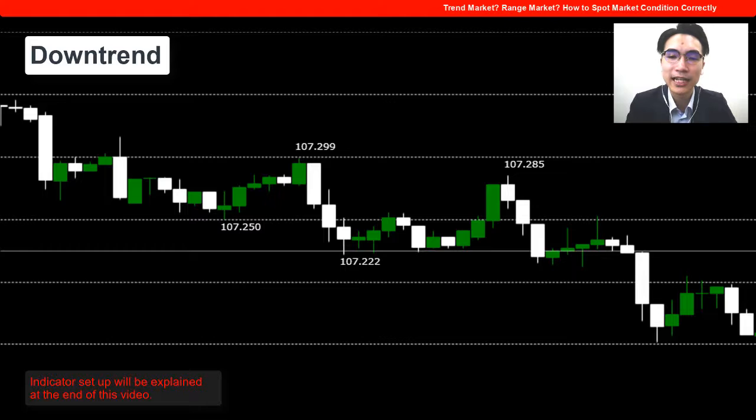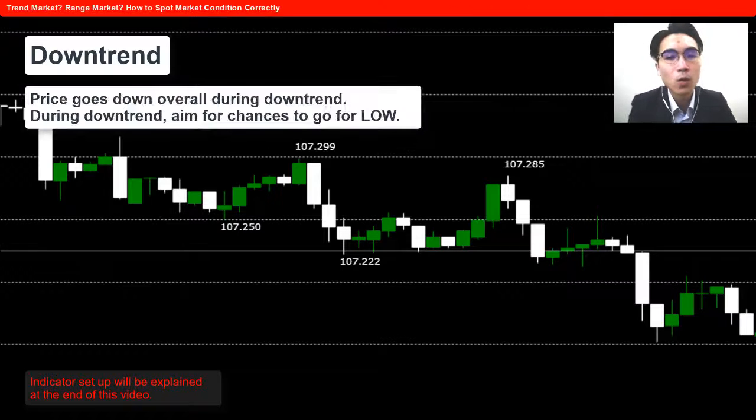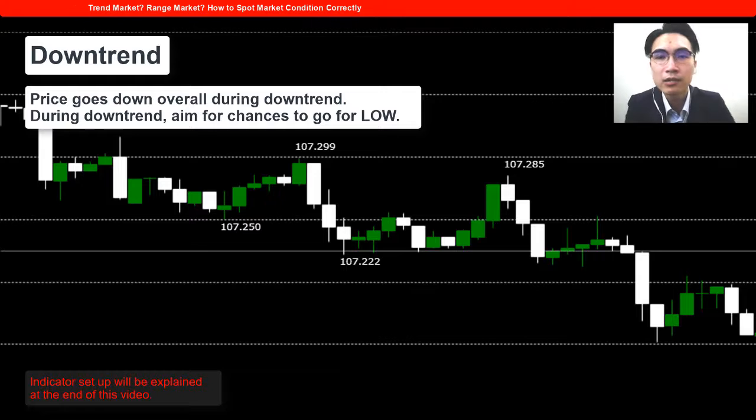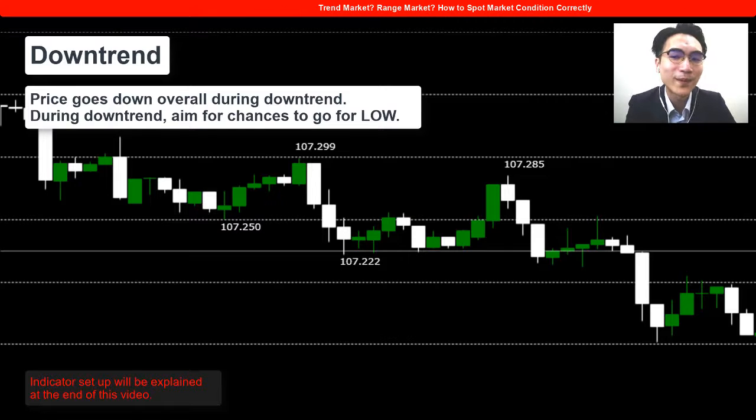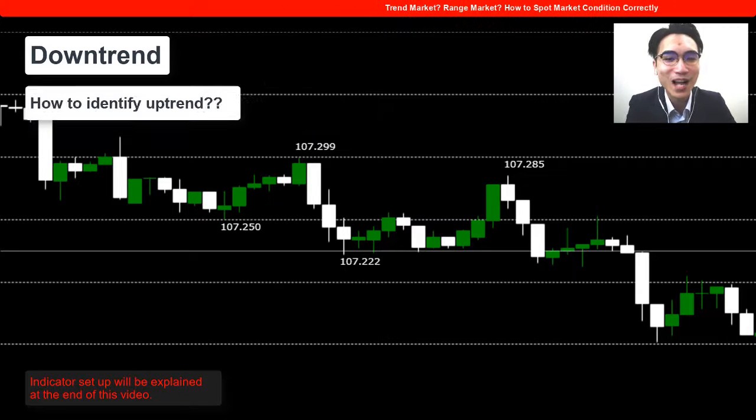Next we will move on to downtrend. Let's take a look at this chart here. This is a chart for a downtrend. A downtrend means that price falls overall, it's going down overall, so during a downtrend we will normally only go for low. So how do we identify a downtrend?